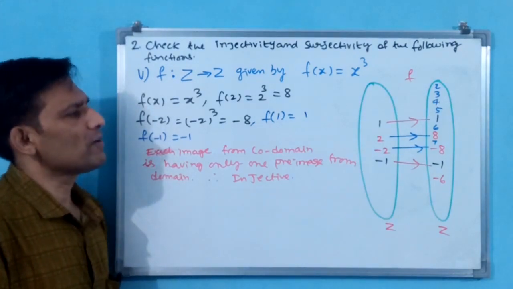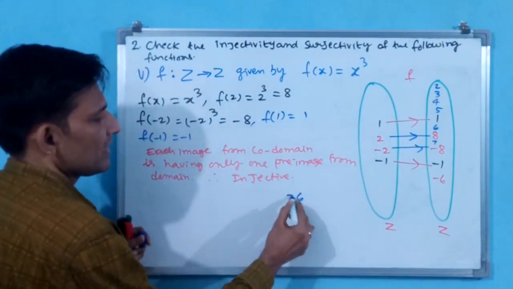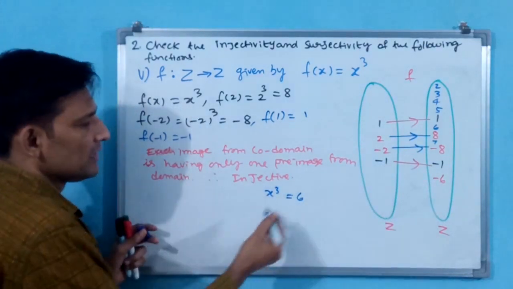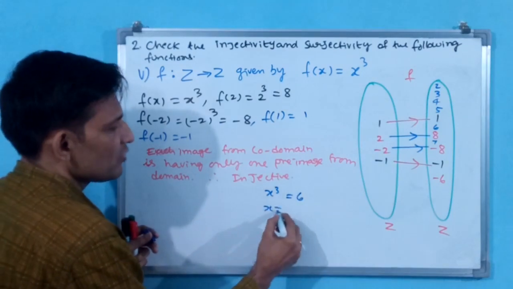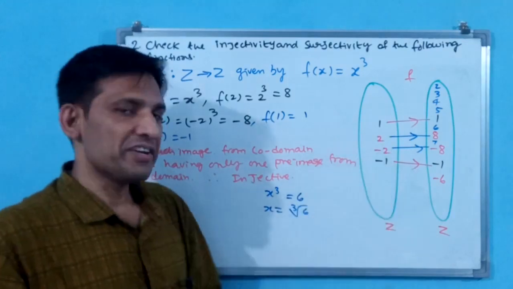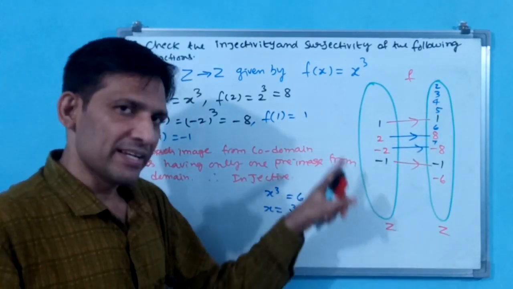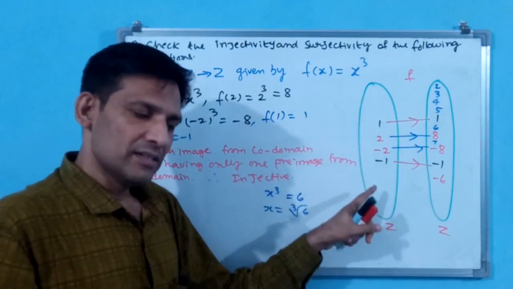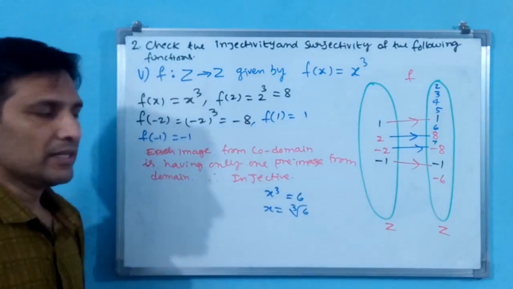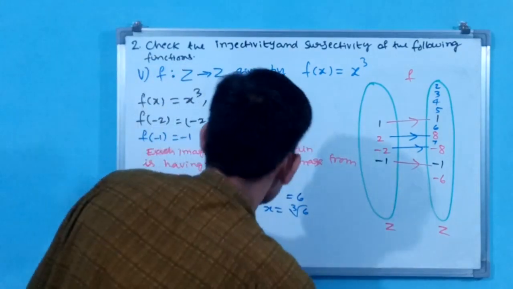Say 2, 3, 4, 5, 6 and all. Why? Because let us take 6. I am taking 6, and this is equivalent to x cube. This is y. If it is available, then x is equal to the cube root of 6. Cube root of 6 is not an integer. That means for 6 there is no element for relation in domain. Then now we can declare that this is non-surjective. You write like that only.